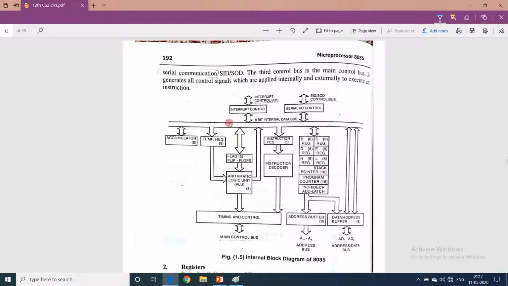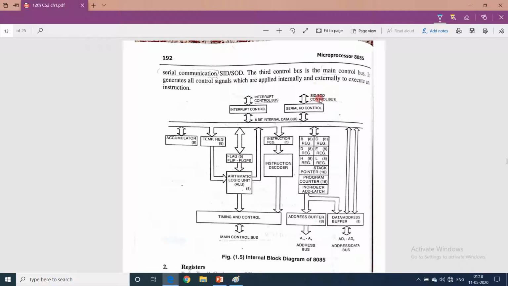The three types of buses, if you remember: data bus, address bus, control bus. These are the buses. This is the control bus. Three types of control bus are mentioned here: main control bus, interrupt control bus, SID, SOD. If you remember, an interrupt is something when the input output device wants to read or write data from the memory, for example. So the input output device will interrupt the microprocessor. So this is the interrupt control bus. What if an interrupt occurs? The signals are sent to this bus.